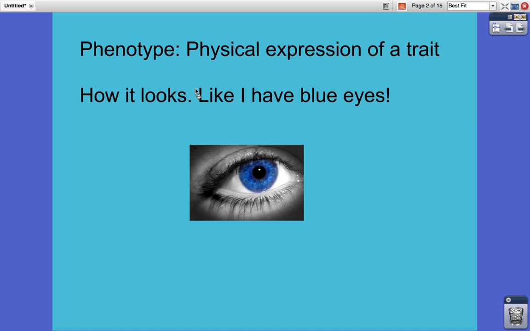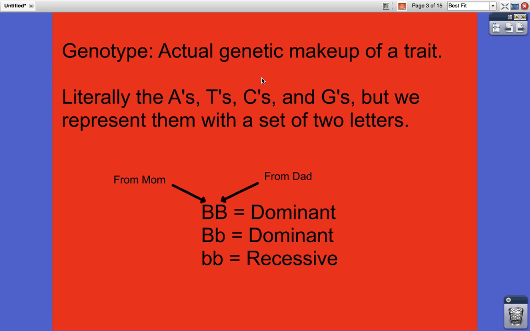A phenotype is the physical expression of a trait. This literally means how it looks. People say things like, "I have blue eyes." Blue eyes would then be the phenotype for this trait. A genotype is the actual genetic makeup of a trait. This is literally the A's, T's, C's, and G's that make up the trait.